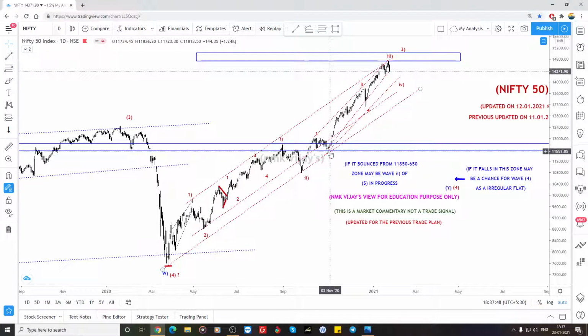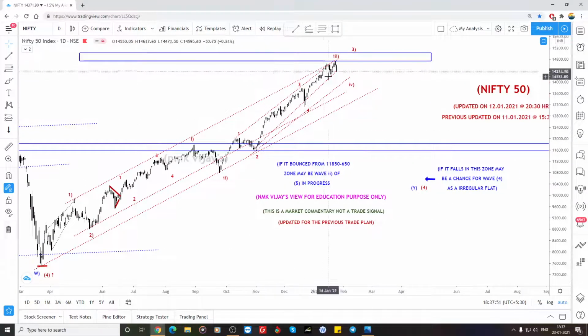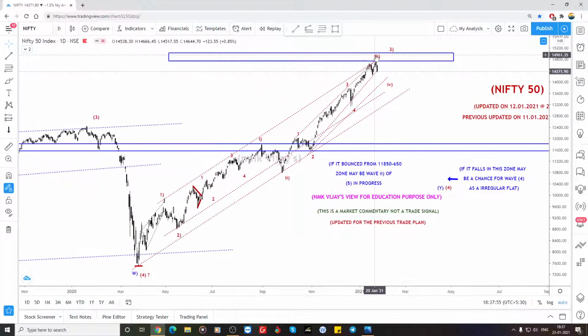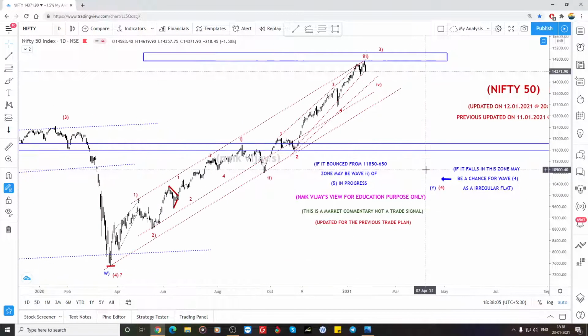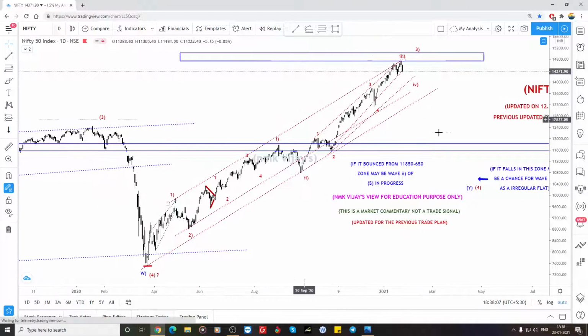Again A, B, C followed by 1, 2, 3, 4, 5 is ended in the wedge formation. So that is also a possible count. In that case, we will get more rejection to the downside, nearly 10,700. I'm not getting panic, and I'm not getting you to panic. I'm just explaining what I have in mind as per my theory.